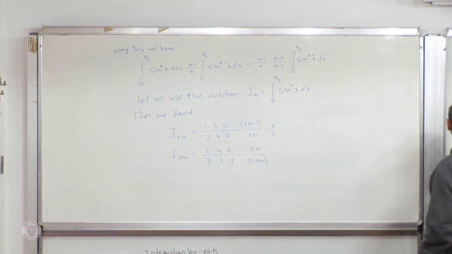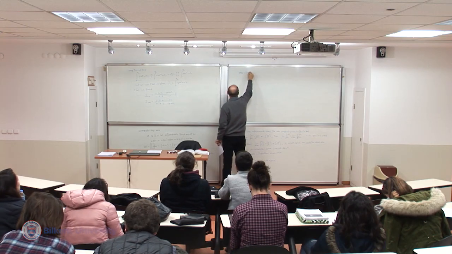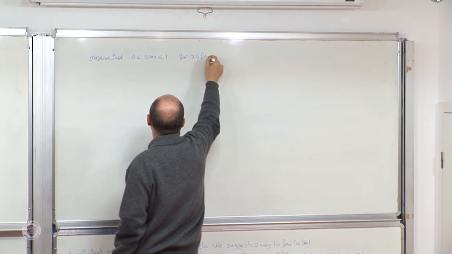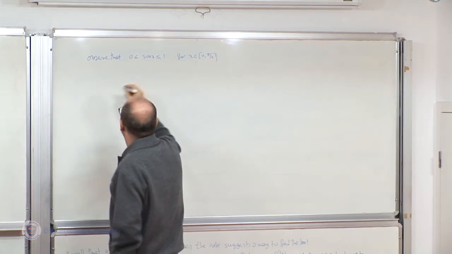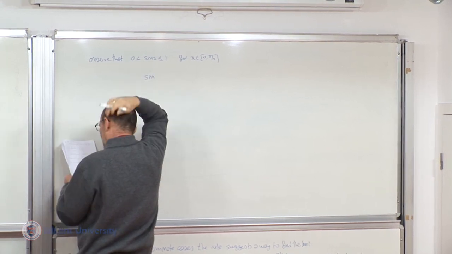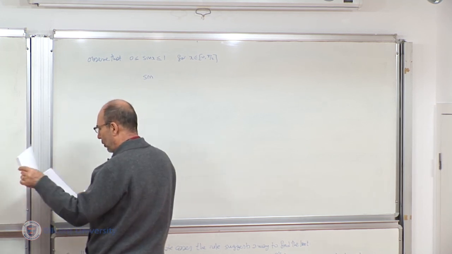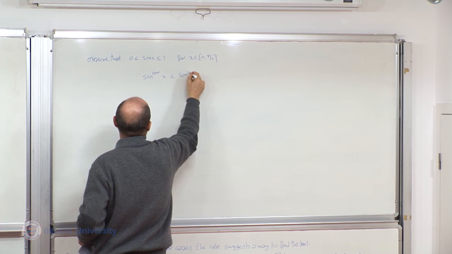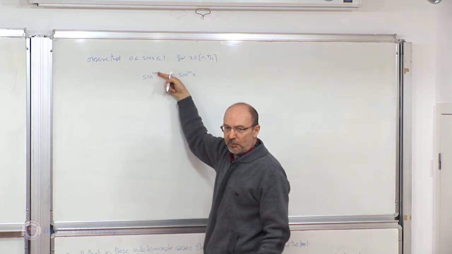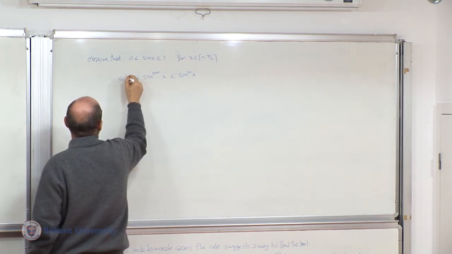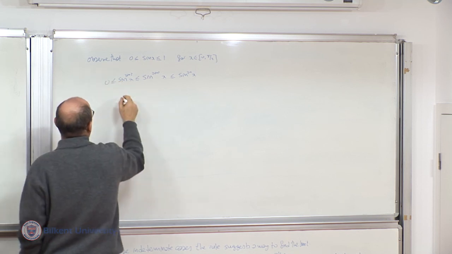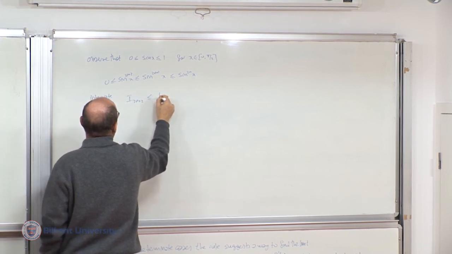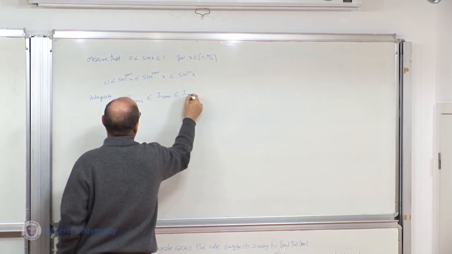First of all, observe that sine x is between 0 and 1 for x in 0 to pi over 2. That's where we are integrating. I want to calculate all these powers. So sine to the power 2n plus 1 of x is less than or equal to sine to the power 2n of x, since sine x is less than 1, the more power I take, the smaller it becomes. And sine to the 2n plus 2 of x, but everything is positive. So when I integrate, I'll have I_2n plus 2 less than or equal to I_2n plus 1 less than or equal to I_2n.